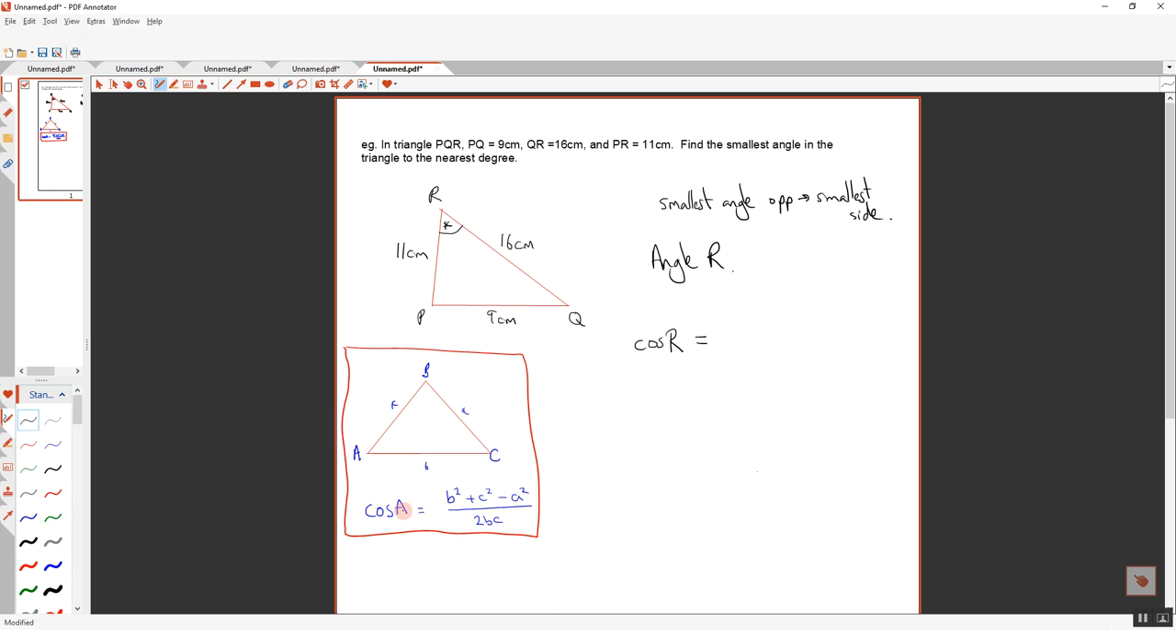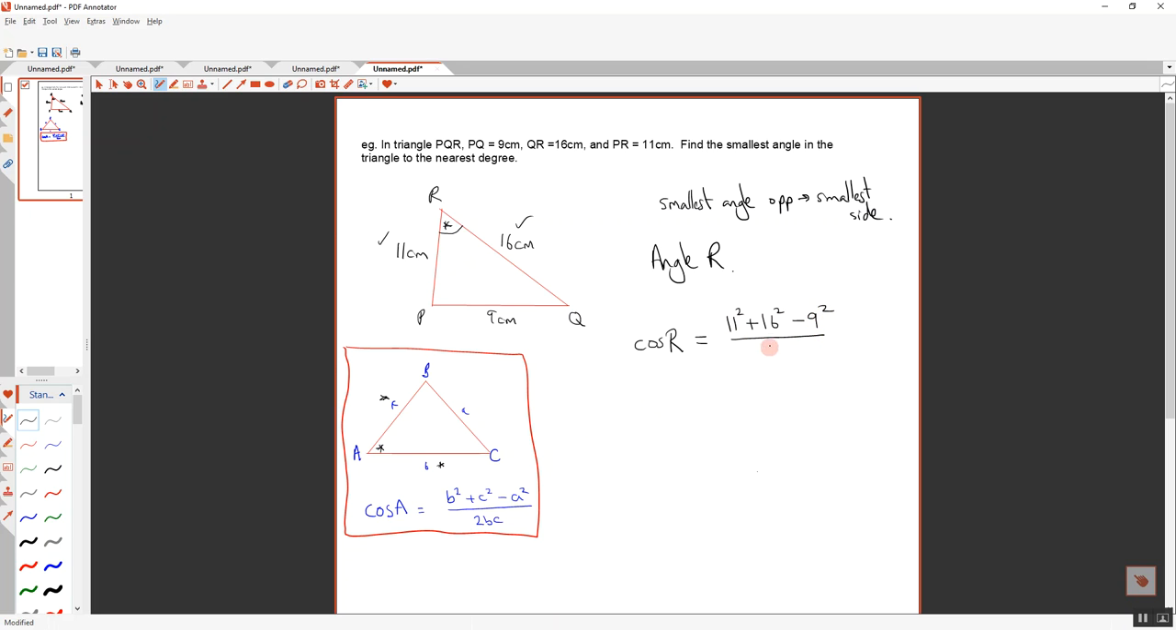Cos of R is equal to, so we said that cos of angle A, this is the angle we're finding in the formula, is equal to b squared plus c squared, first off. So it's the two sides that are surrounding the angle. So the first part is going to be 11 squared plus 16 squared. And then it's subtract the other side, okay? So b squared plus c squared, subtract the side opposite the angle. So it's going to be subtract 9 squared.